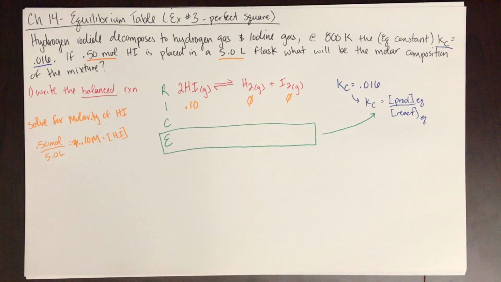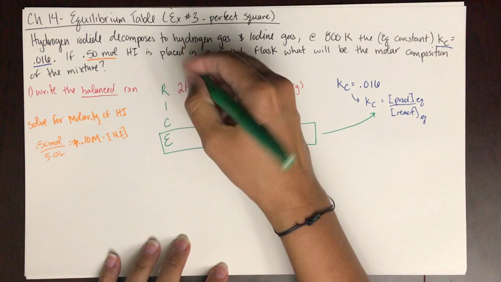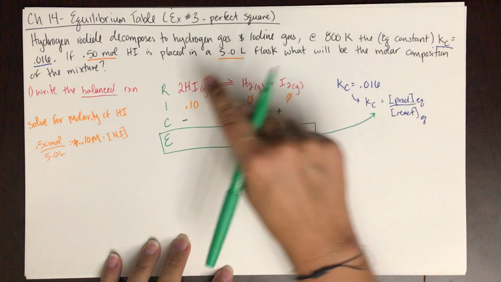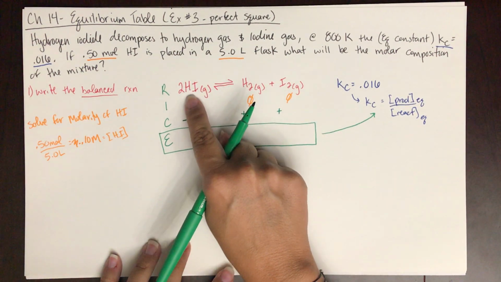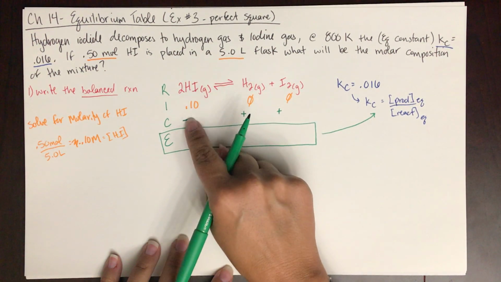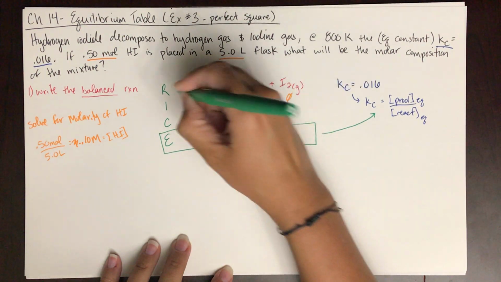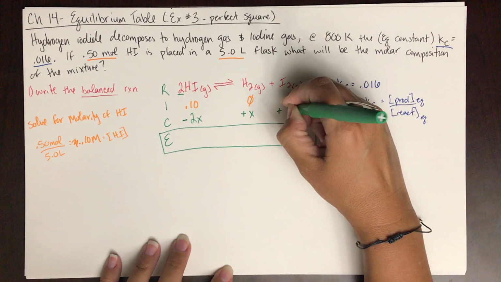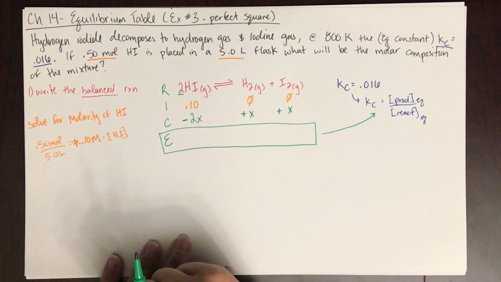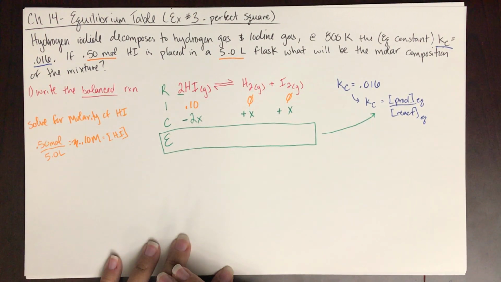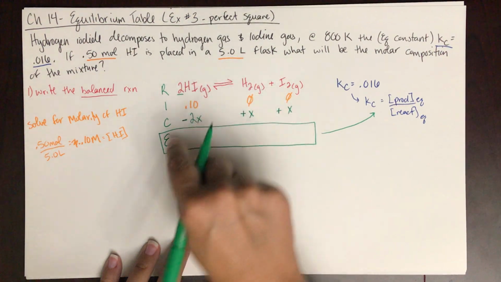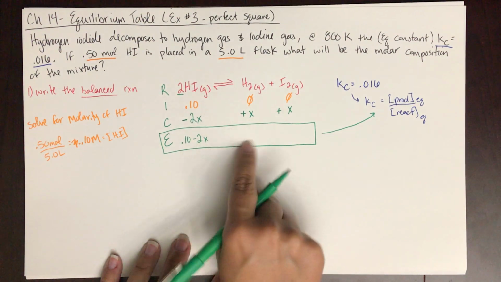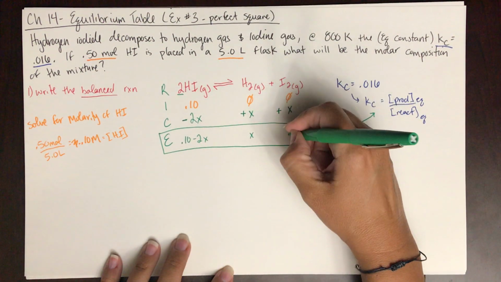So now let's see what's going on with the change. Remember that the reactants are always decreasing. The products are always increasing. It's increasing or decreasing by a factor determined by the stoichiometry. So this is going to be minus 2x because this has a coefficient of 2. This is going to be plus 1x. This is going to be plus 1x because both of these have coefficients of 1. Now I'm going to bring everything down to here. So what goes down here is 0.10 minus 2x. That's this part. This is 0 plus x, which is x. 0 plus x is x.